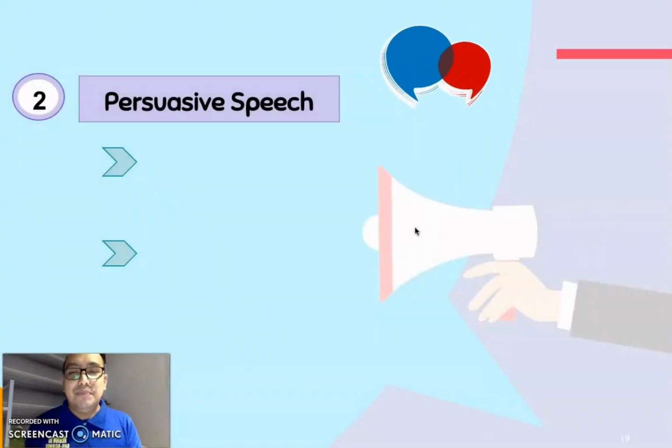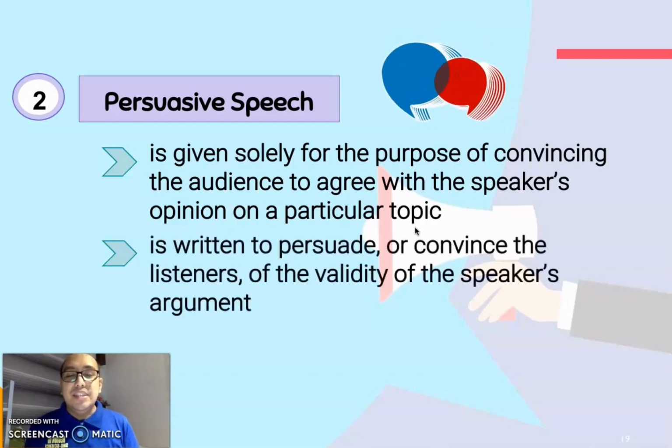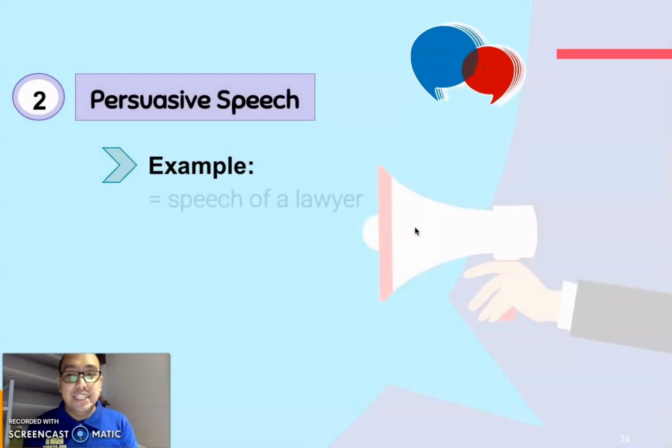Let's have the second type, the persuasive speech. It is given for the purpose of convincing the audience to agree with the speaker's opinion on a particular topic. It is written to persuade or to encourage or to convince the listeners of the validity of the speaker's argument. And what are the examples?